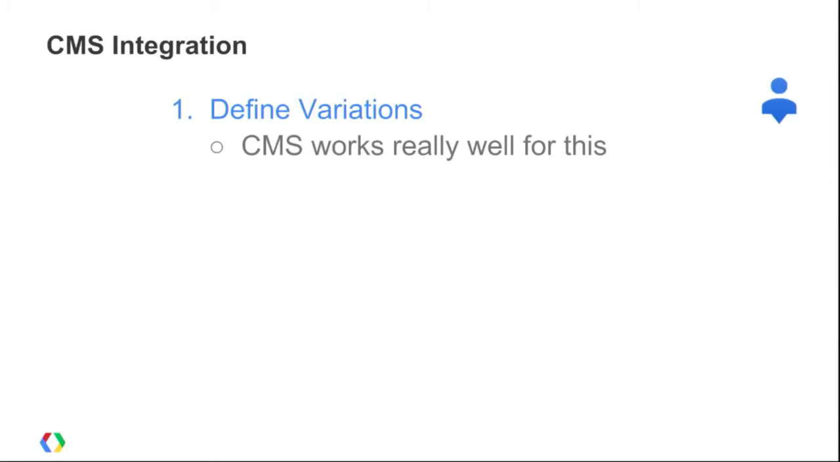And I'll go through now what the steps would be to get this accomplished. If we think about those 5 steps that you have to go through for an experiment, the first one is defining the variations. For a CMS, this is great. CMSs are really good at defining variations. You can just add new pages and new content, and that's pretty much taken care of through the interface of the CMS.